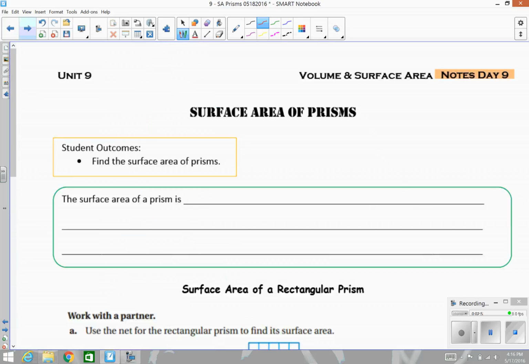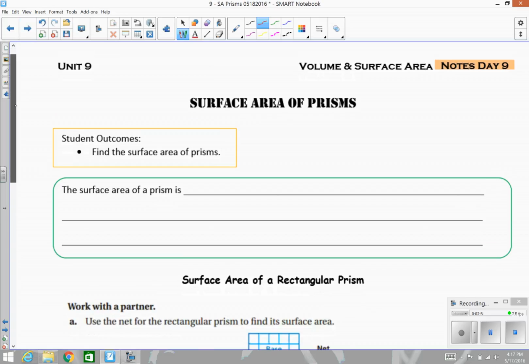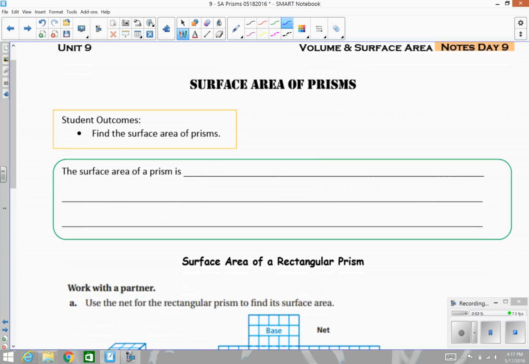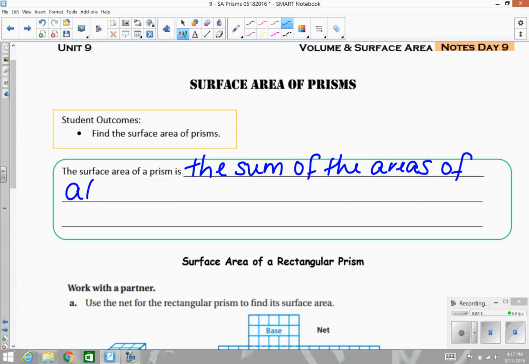Today we are starting to learn about surface area. So moving on from volume, looking at surface area, we're going to focus on prisms today. The surface area of a prism is the sum of the areas of all its faces. The sum of the areas of all its faces.